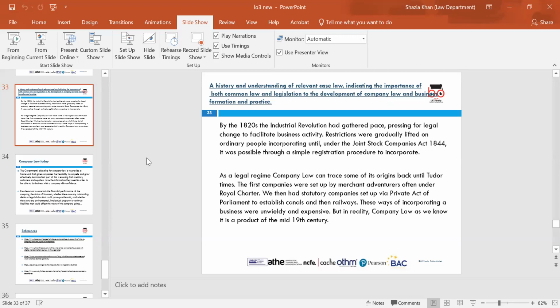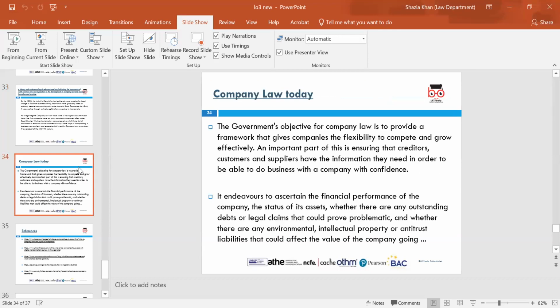So there was a need for changes to come about to facilitate a good area of forming a business. Company law today: the government's objective is to provide a framework that gives companies the flexibility to compete and grow effectively. An important part of this is ensuring that creditors, customers, and suppliers have the information they need to be able to do business with the company with confidence.